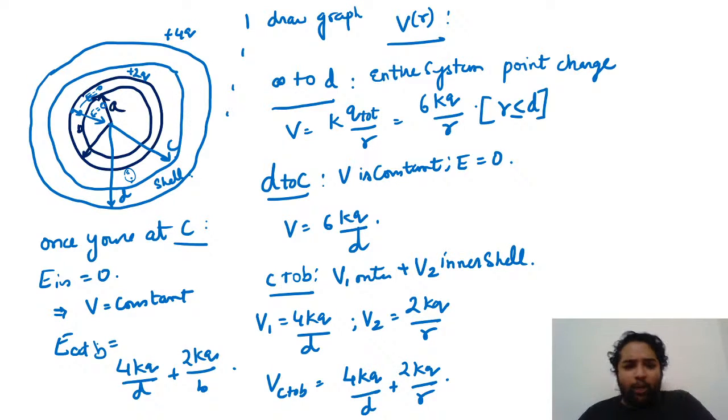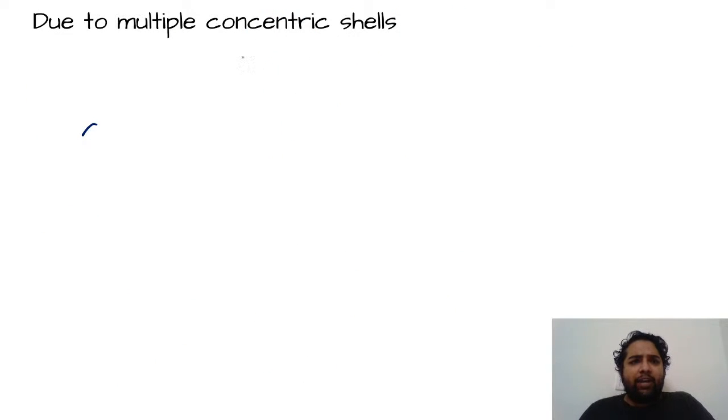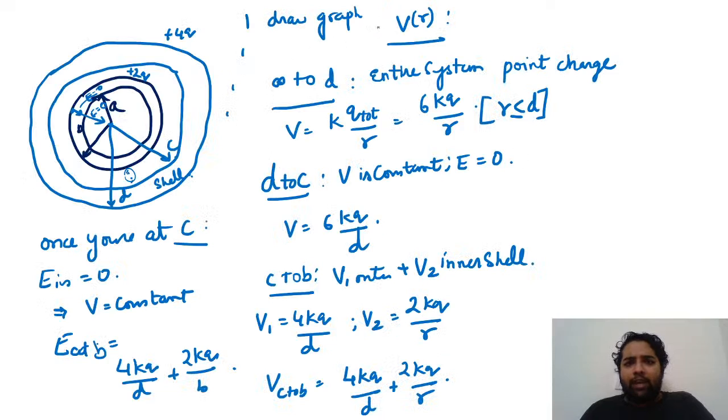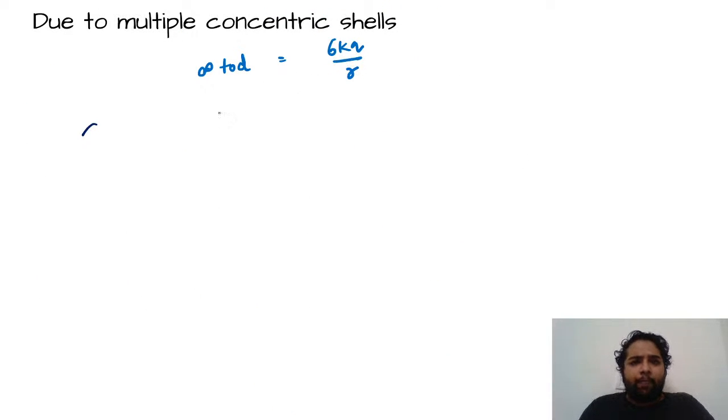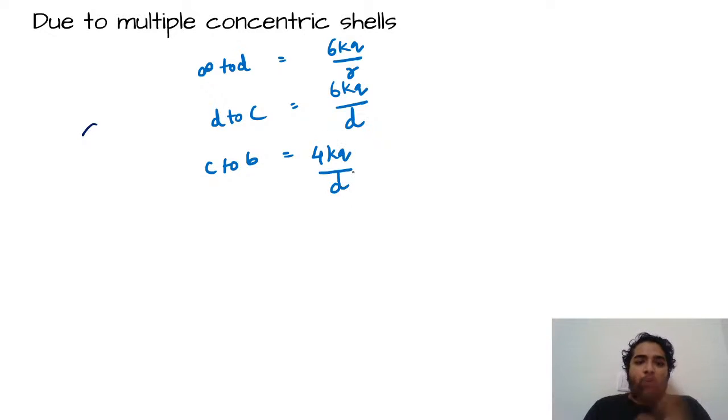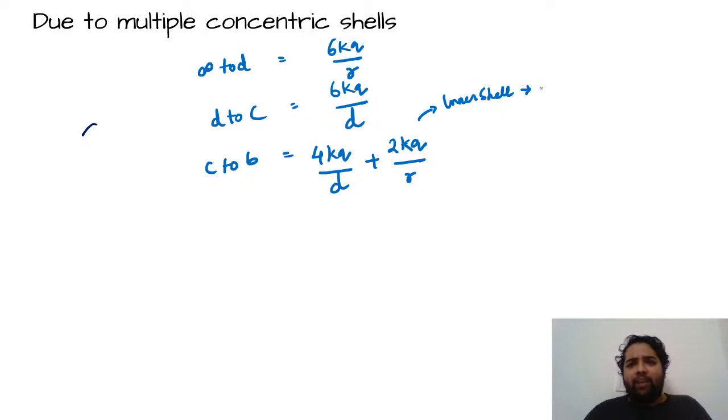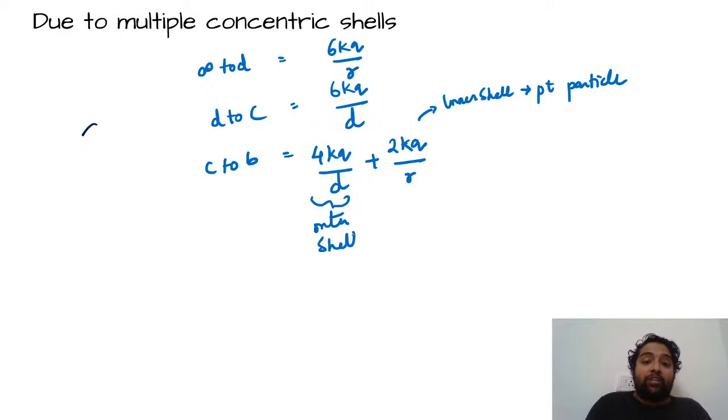So now if you want to write everything individually, let's write everything individually. From infinity to D, we get potential is equal to 6kq by R. From D to C, we get it is equal to 6kq by D. And from C to B, we get it is equal to 4kq by D, which is the potential due to the outer shell, plus 2kq by R, which is the potential due to the inner shell, which is behaving like a point particle. And this is the outer shell, which gives constant potential, which gives V constant. Getting it? So this is how you break it down into pieces, guys. The moment you understand this, you can write this equation very simply.